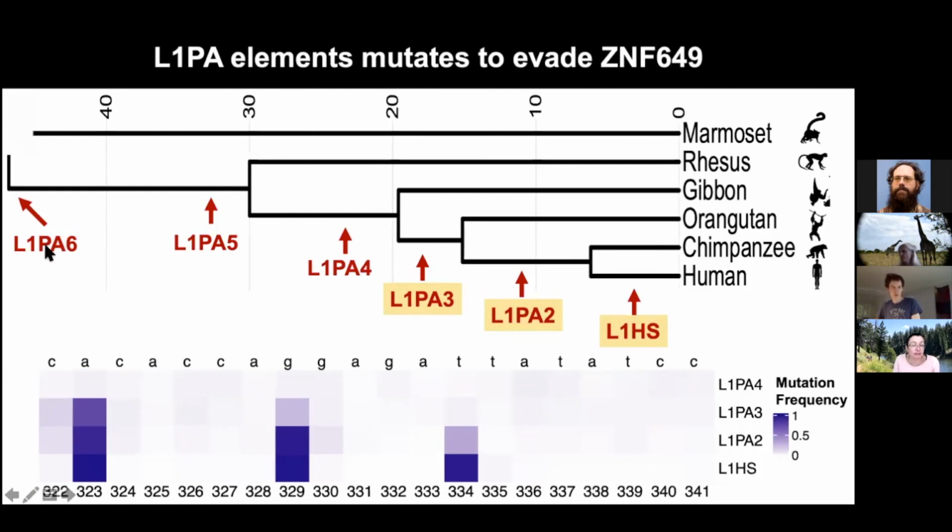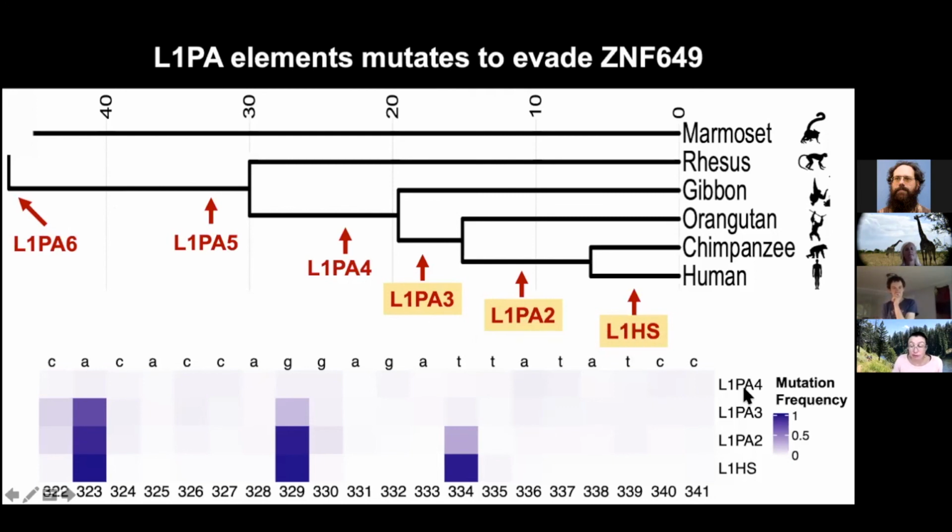in these characteristic waves where a version of the element dominates and can move through the genome, and then that gets repressed, and then a new version emerges, and so on and so forth. And the naming convention is such that the older elements have higher numbers, which get progressively lower until you get to the version of line 1 that's currently active in the human genome, which is called L1HS.